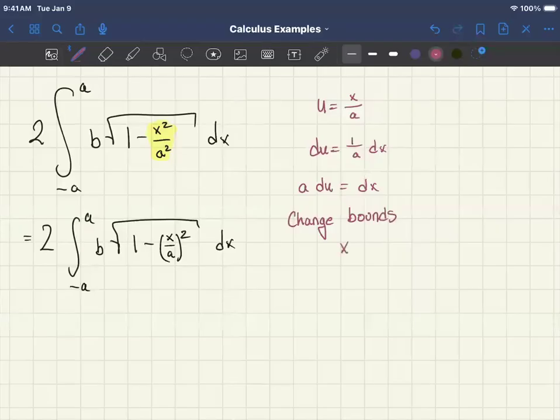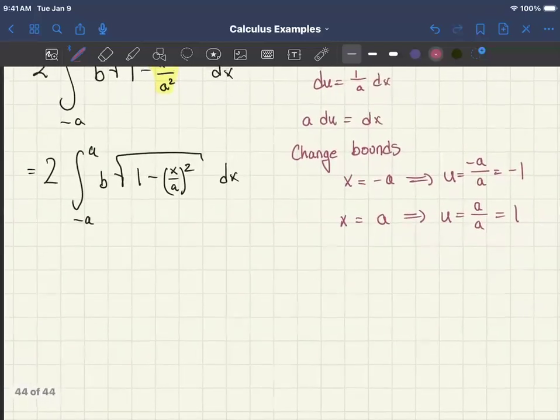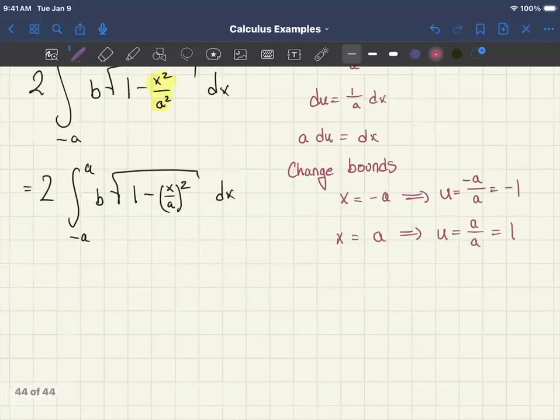So our lower bound starts at negative a, which means our new lower bound is going to be negative a over a, which is negative 1. Oh, isn't that cute? And our upper bound is x is equal to a, so our new upper bound is a over a, which is a positive 1. Aw, and we're going to find out why that is so wonderful. All right, let's punch that all in.